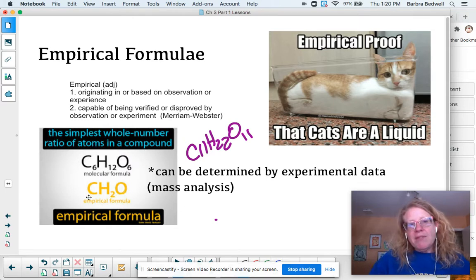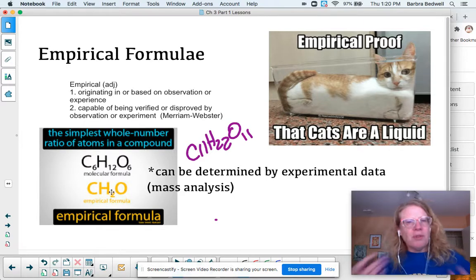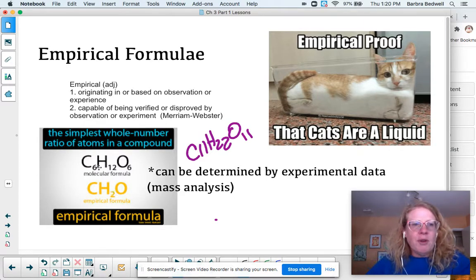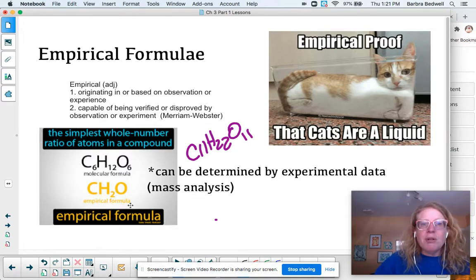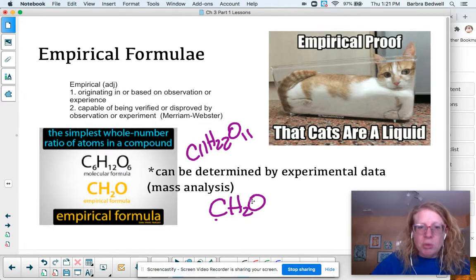But this value down here, an empirical formula, is the simplest possible ratio of atoms, sort of like reducing your fraction down. So if we've got 6 to 12 to 6, you can reduce all of those. Those are all even numbers, right? We can divide each one of those by 6, and we get an empirical formula, a simplest possible formula of CH2O. 1 to 2 to 1 is the actual ratio.